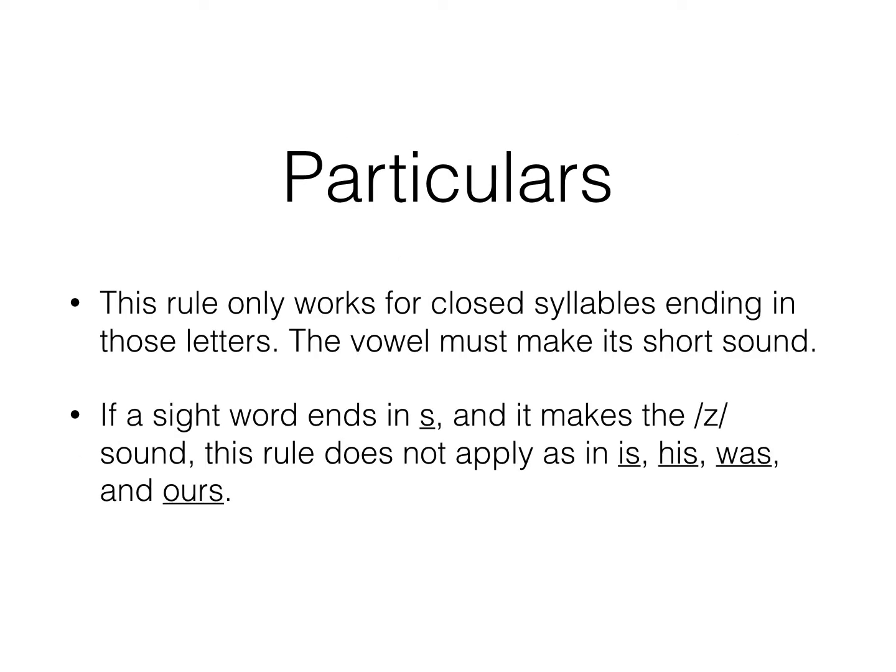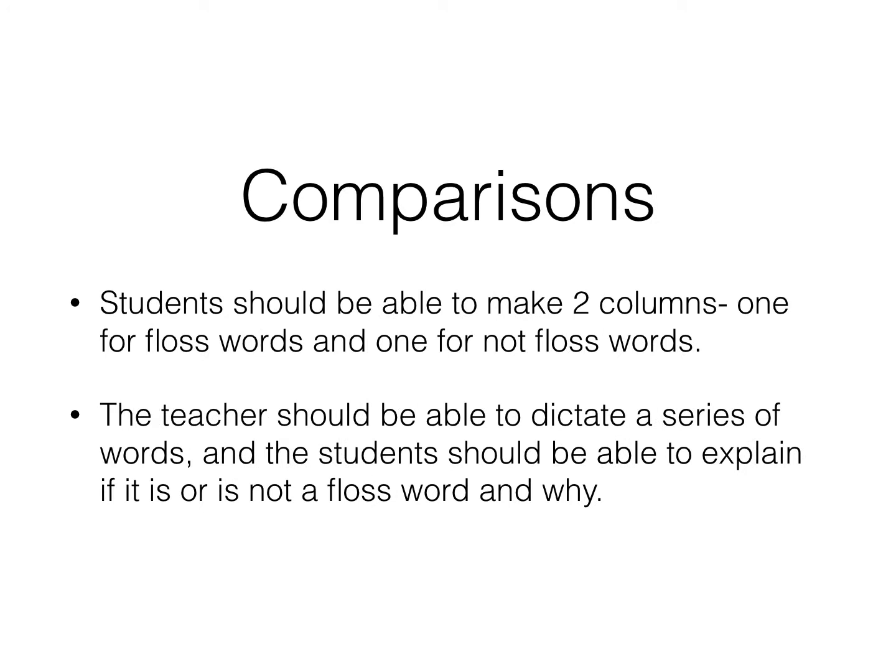You also need to know that this rule works for closed syllables ending in those letters, but also, in particular, the letter S must be making its S sound in order for this to apply. So when sight words end with an S, they make the Z sound. The floss rule does not apply to when the S is making the Z sound. So you see some examples here of is, his, was, and ours. Those do not double.